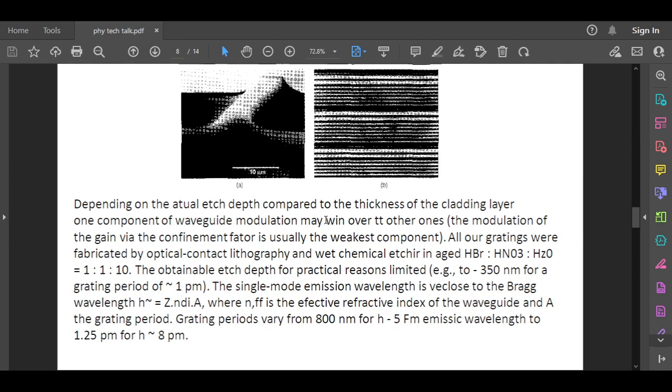All our gratings were fabricated by optical contact lithography and wet chemical etching in HBr, HNO3, H2O. The obtained etch depth was limited for practical reasons. The single mode emission wavelength is very close to the Bragg wavelength, where n_eff is the effective refractive index of the waveguide and Λ is the grating period. Grating periods will vary from 800 nm for the shortest emission wavelength to 1.5 picometers.